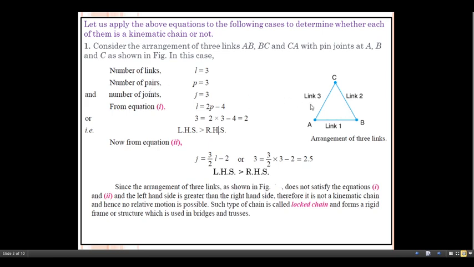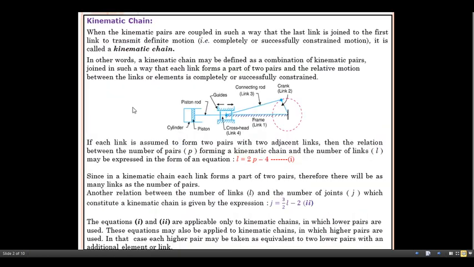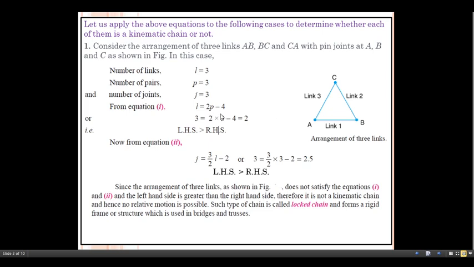What about the number of pairs? Here the pair between 1 and 2 is the first one, 2 and 3 the second one, 3 and 1 the third one. So the number of pairs is 3. Number of joints, let's count 1, 2 and 3. So 3 joints. Now from equation number 1, L = 2p - 4, what about L? As far as this arrangement is concerned, the number of links is 3.